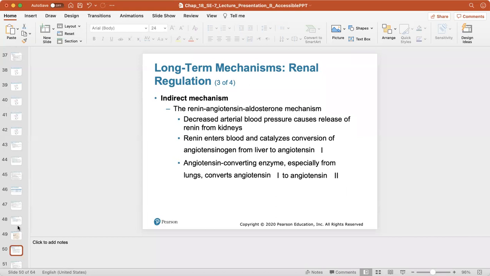The renin-angiotensin-aldosterone system is kind of your body's indirect way to regulate blood pressure. Decreased arterial blood pressure causes release of renin from the kidneys. Renin enters the blood and catalyzes the conversion of angiotensinogen from your liver to angiotensin 1. And then we have angiotensin converting enzyme from the lungs, which converts angiotensin 1 to angiotensin 2.